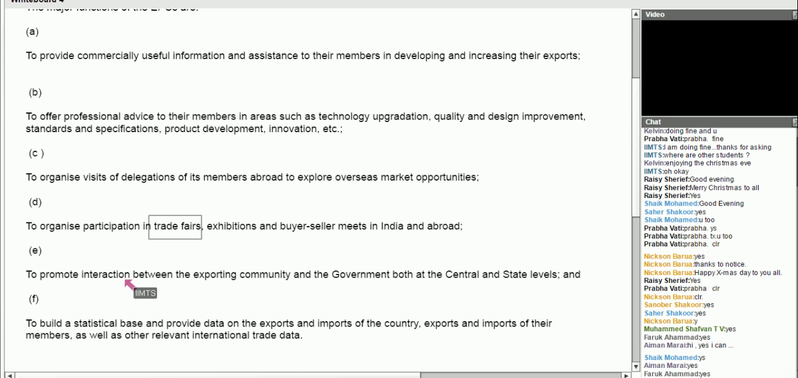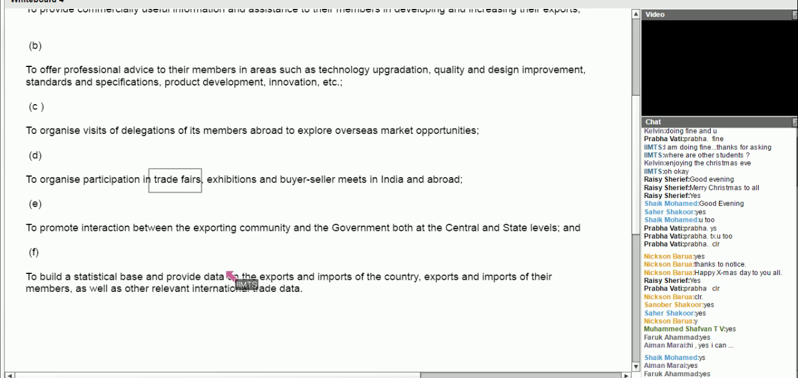The fifth function is to promote interaction between the exporting community and the government, both at the central and state levels. So they also work as a bridge between the exporting companies and the state and central government. If they face any issue with the government policy, they can raise their voice, and all the exporters get a platform with the help of this council to put forward their views in front of both the state government and the central government. This is their fifth function.